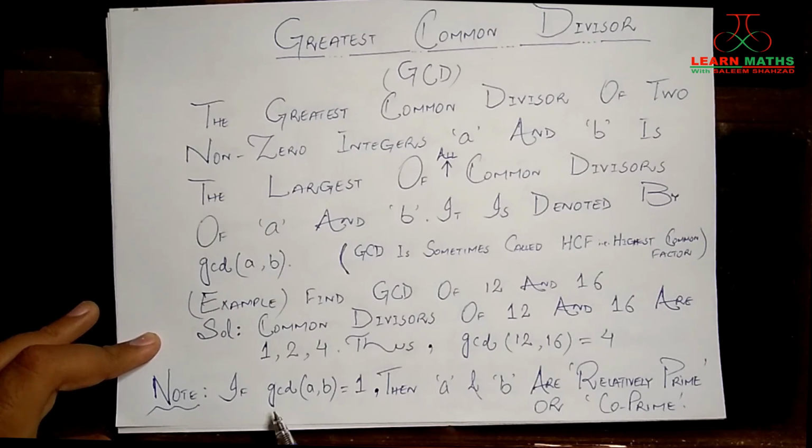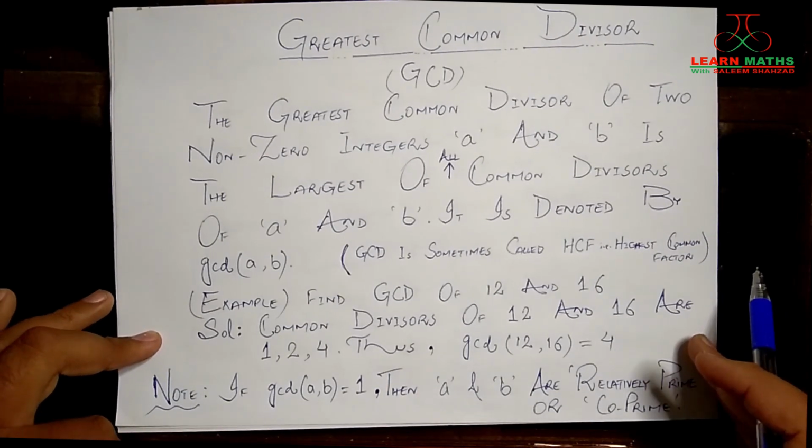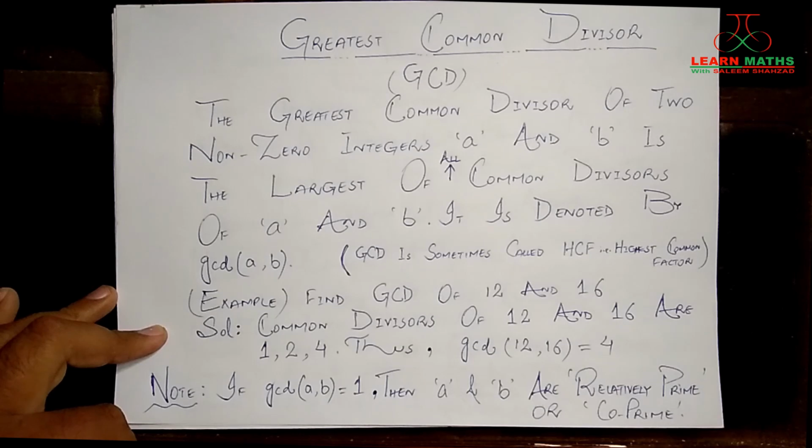So if you take the GCD of two non-zero integers a and b and your answer is 1, that means the greatest common divisor of those two non-zero integers a and b is 1, meaning that there is no other integer greater than 1 which can divide both of them. So if this happens, then a and b are relatively prime, or simply co-prime to each other. This is quite important in the study of cyclic groups. Keep this in your mind because this will be used later on.